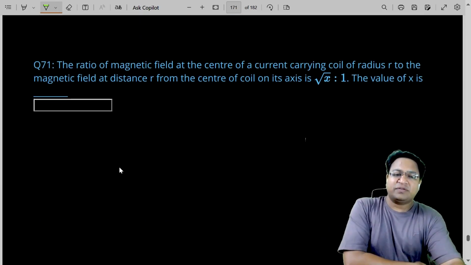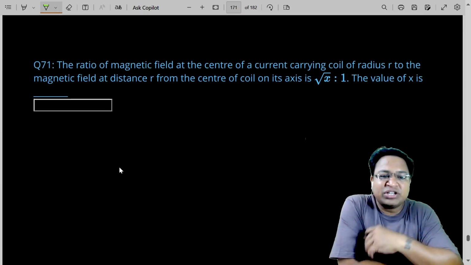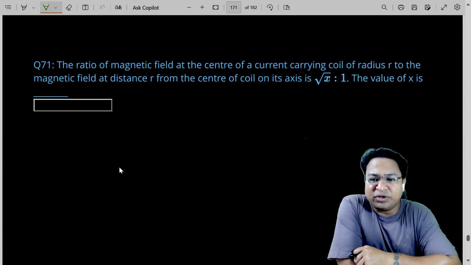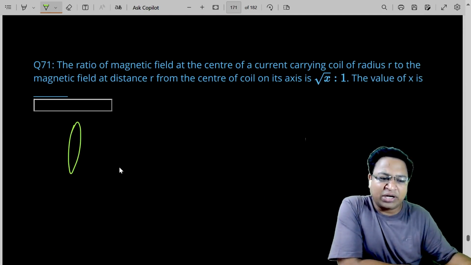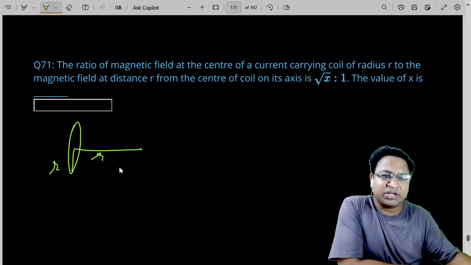Now we move to the numerical section of the test. It says the ratio of the magnetic field at the center of a current carrying coil of radius r to the magnetic field at a distance r from the center. Now, guys, if there is a coil and if it has a radius r, all right, so at a general distance x from the center, let's first talk about a general distance.